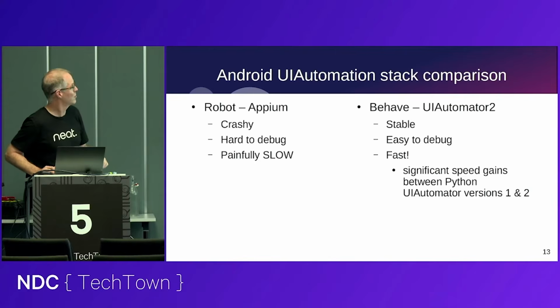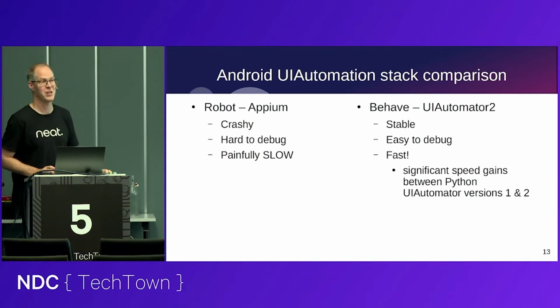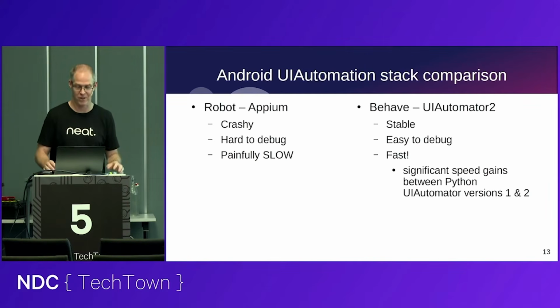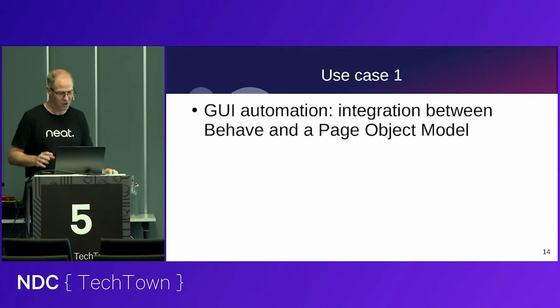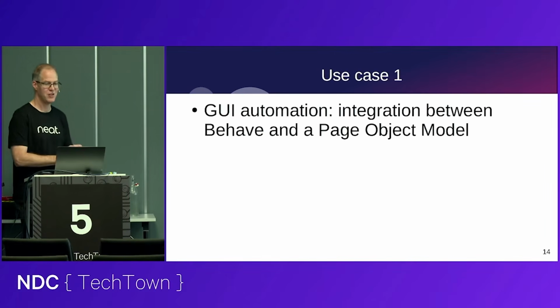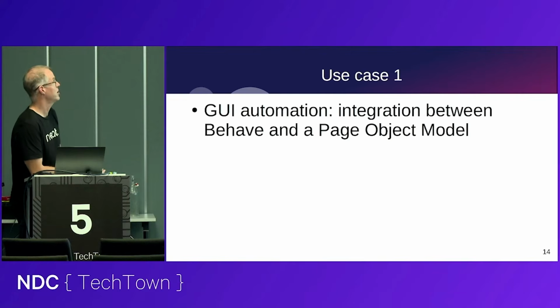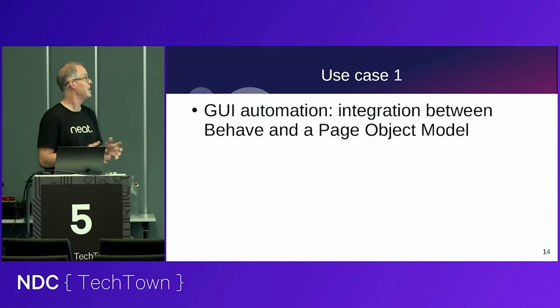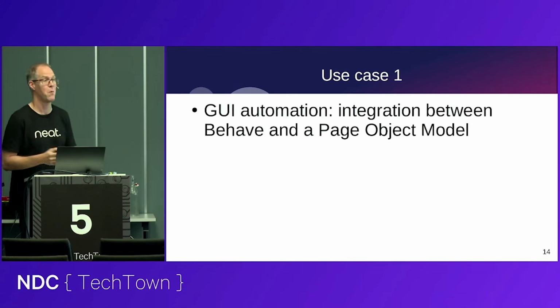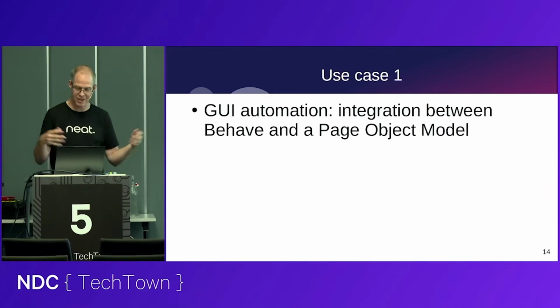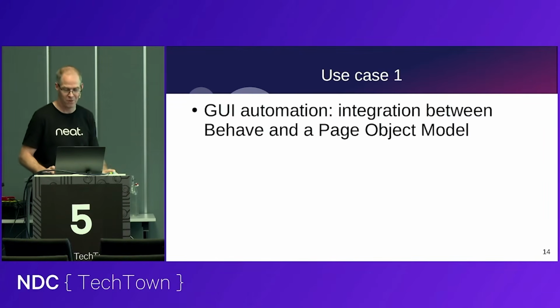UI Automator 2 is incredibly fast. So that's for GUI automation. Much faster than UI Automator 1, just massively quicker. So talking about GUI automation, I'm going to show you the integration between Python Behave and page object model. It's not an off-the-shelf thing. It's our own page object model.